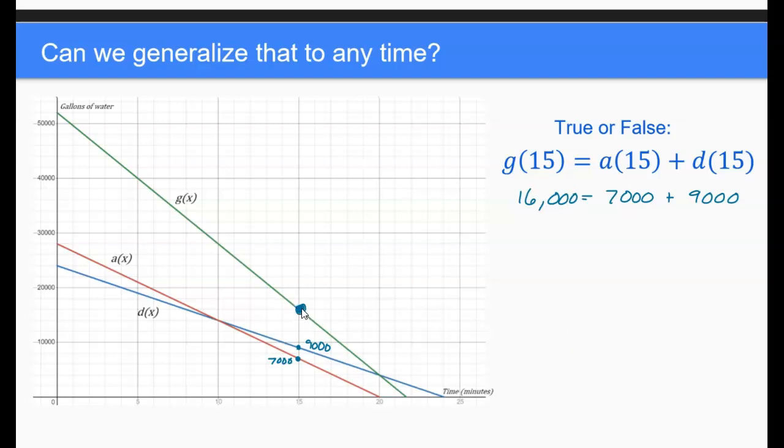Well, let's look at the value on the green one. Let's see, this is 10,000, 12,000, 14,000, 16,000. Yeah, it did work. So it turns out we can take any two values at the same time, add them together, and we get the value in the new function. It doesn't matter what time it is. So we have literally added these two functions together over this whole interval, and we've come up with this new function.